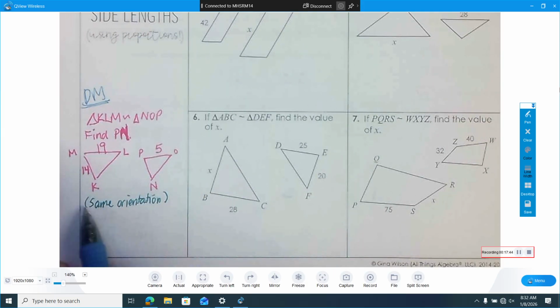We have two triangles. We have triangle MLK. And then we have triangle PON.